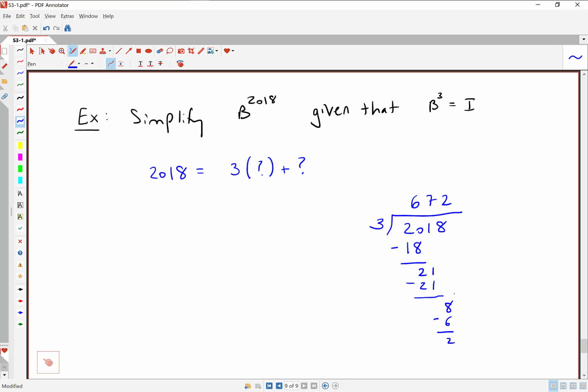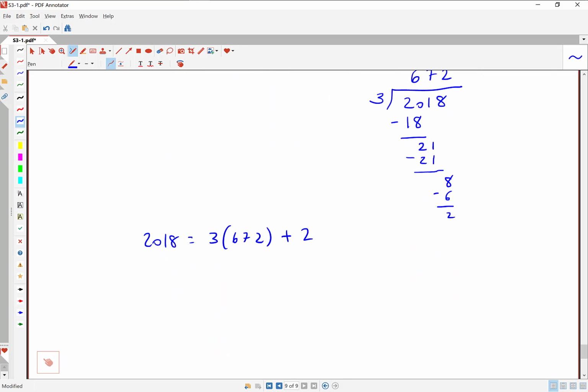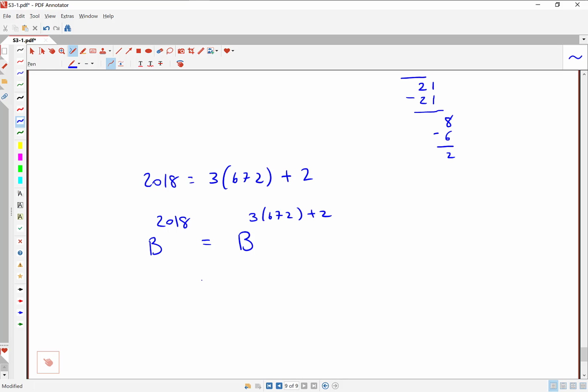So that helps us figure out what these numbers should be. We're saying 2018 is pretty much 3 times 672, but plus a remainder of 2. So that's going to help us quite a lot in simplifying b to the 2018. So now we can say b to the 2018 is b to the 3 times 672 plus 2, and we can think about using our exponent rules.